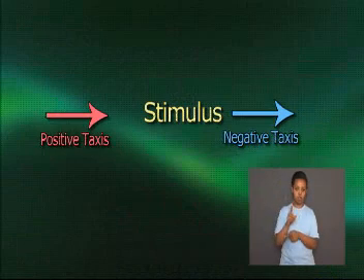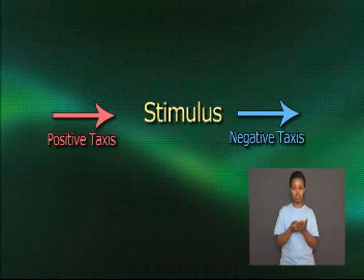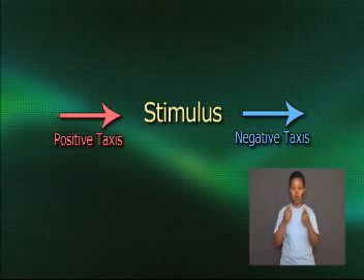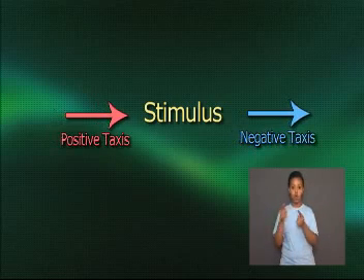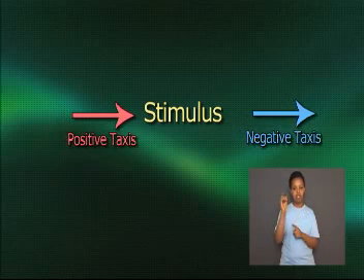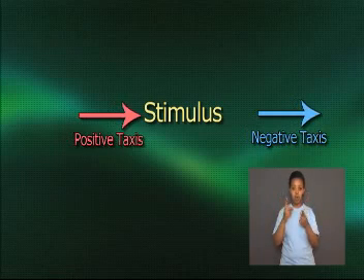Taxis usually involve motion in the direction of the stimulus or away from the stimulus. When the movement is towards the stimulus, it is called positive taxis. And when the motion is away from the stimulus, it is called negative taxis. The second type of response in lower animals is called kinesis.